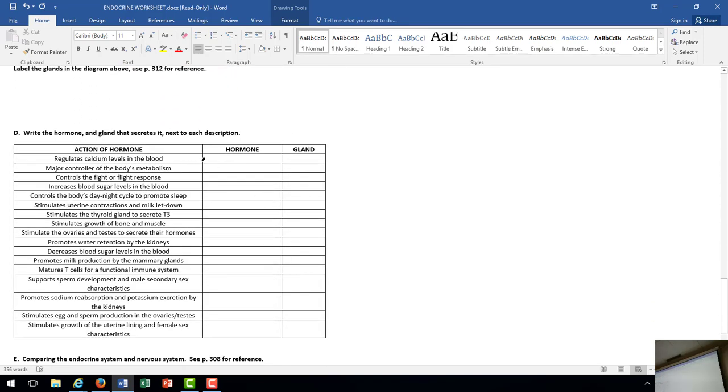So if we look at hormones and what gland secretes them, the one that regulates calcium levels in the blood, the hormone is parathyroid hormone. We'll just call it PTH, and the gland is the parathyroid. Metabolism: T3 and T4, which comes from the thyroid gland. The fight or flight response, we already said, was epinephrine, which is also called adrenaline. And where do we say that comes from?